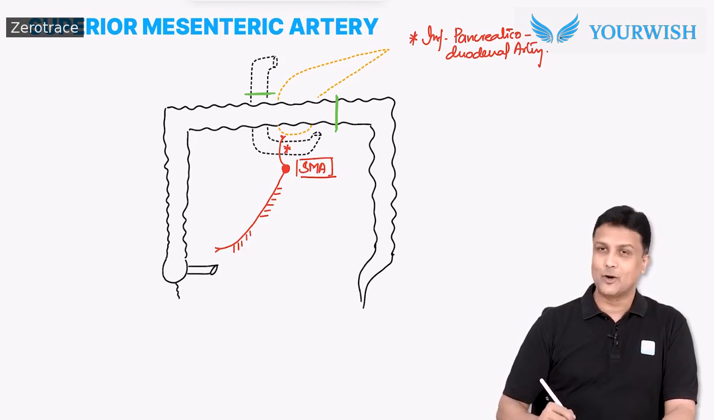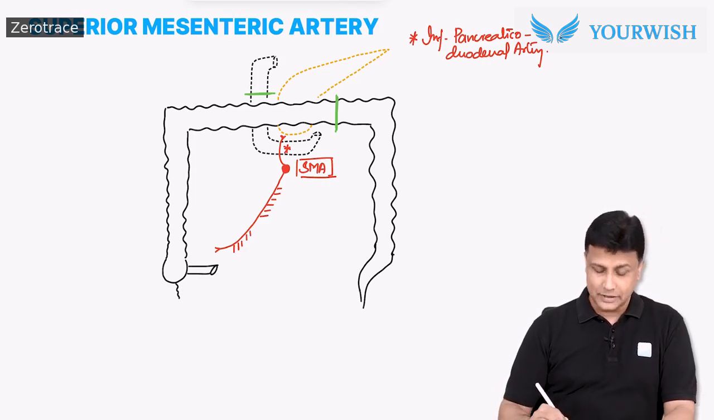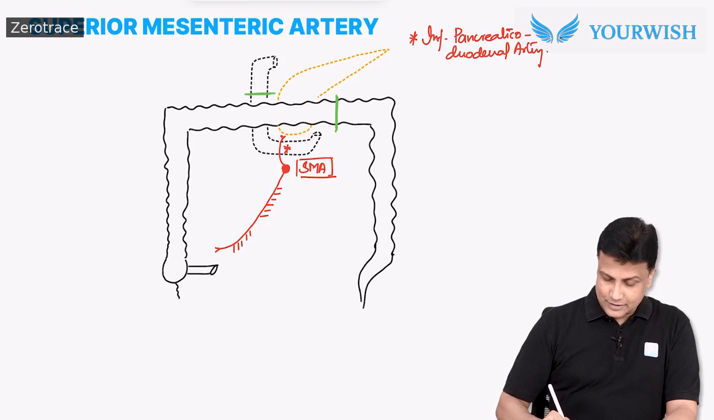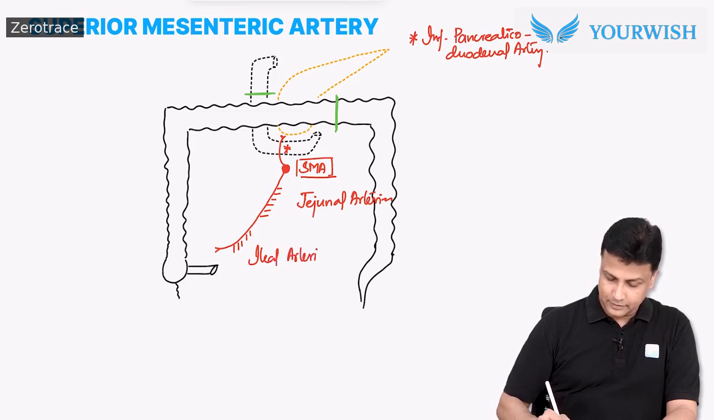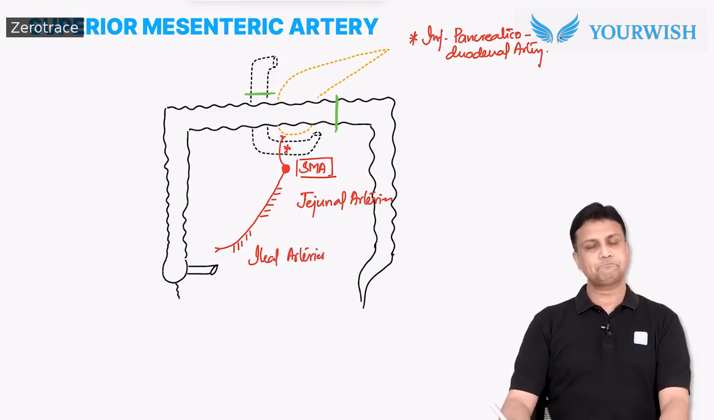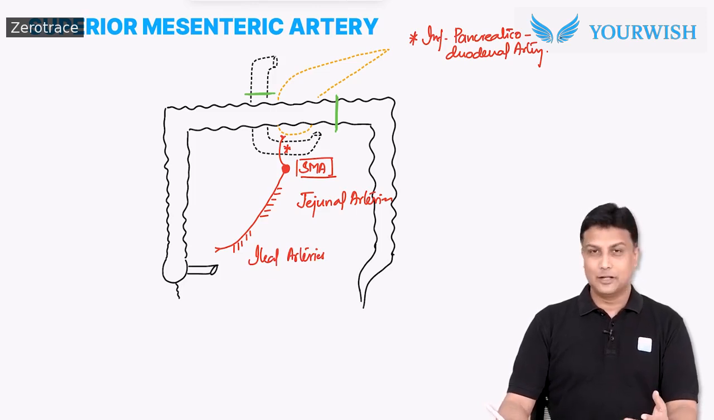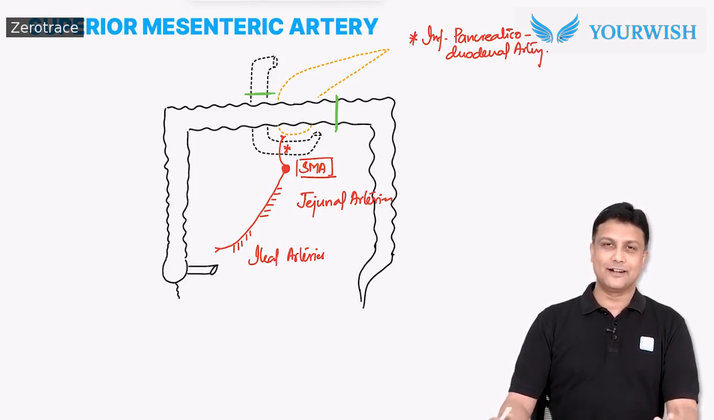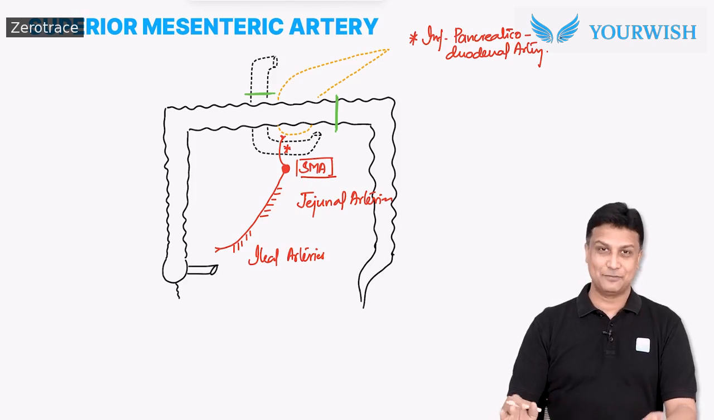And thank God, the names of these arteries are very easy. The arteries which are actually supplying to jejunum will be referred to as jejunal arteries. These will be the jejunal arteries over here. And the arteries which are supplying to ileum will be referred to as the ileal arteries. They'll be ileal arteries. Done. So to the jejunum, there'll be jejunal arteries, and to the ileum, there'll be ileal arteries. I think this is the easiest part.